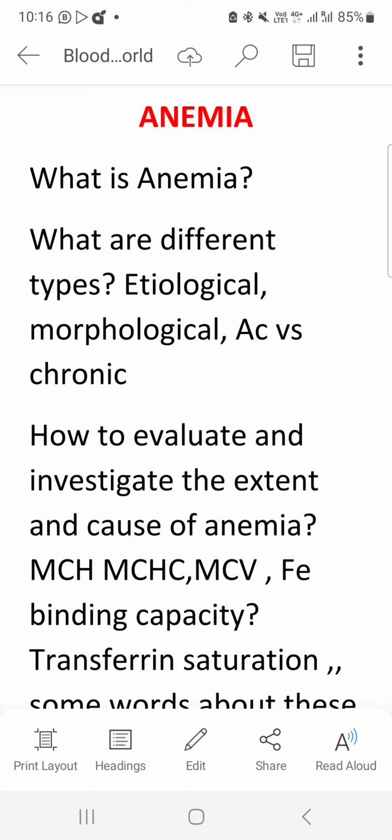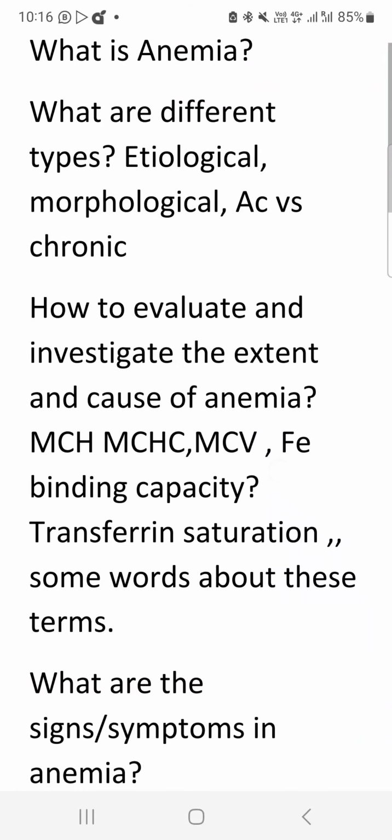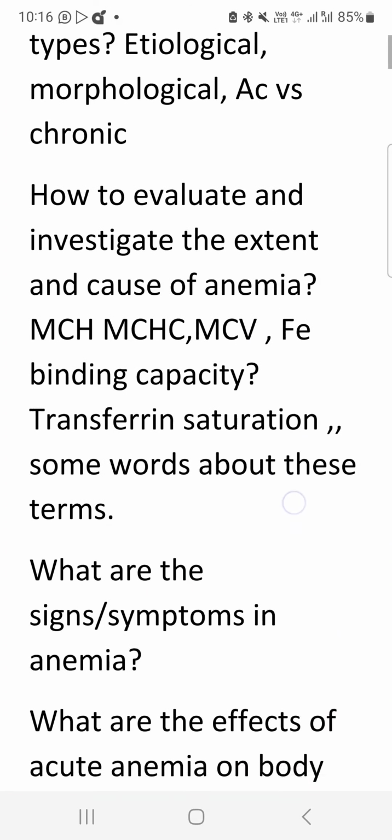So one of the topics which is very important is anemia, and it is a very high yield topic because it's been asked multiple times. So here I have chalked out some of the questions. You can have a look at it, because the theory behind sharing these questions is that if you know your enemy, you can prepare yourself for that enemy.